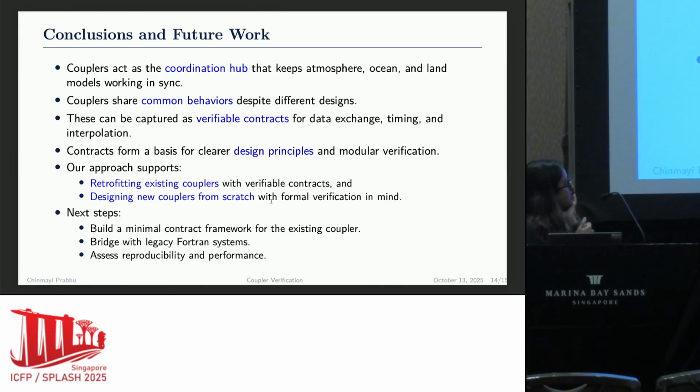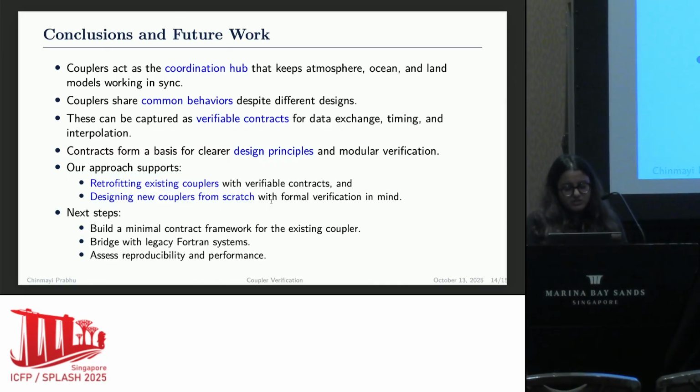So the idea is we can retrofit existing couplers with these dynamic contracts, or if somebody's using a new-age language such as Julia or Python to come up with new couplers, you could use the same design principles and include the contracts in the language, and it's more like bringing formal verification in from the design. So it's a design by contract approach if you're thinking about a new coupler, but it could also work for retrofitting existing Fortran models as well. So the next steps would be to actually build a minimal contract framework for existing couplers.